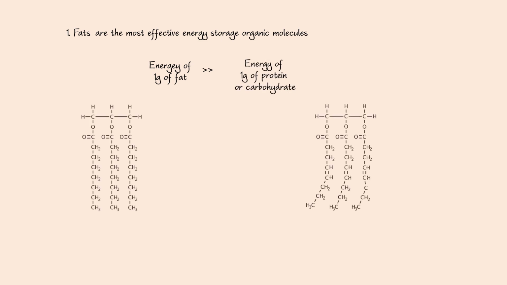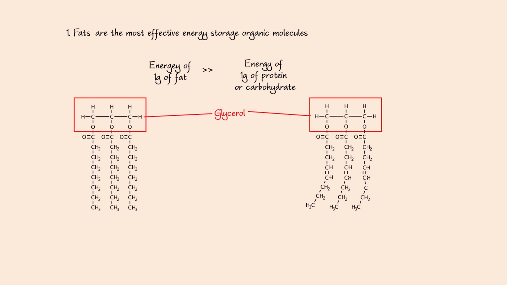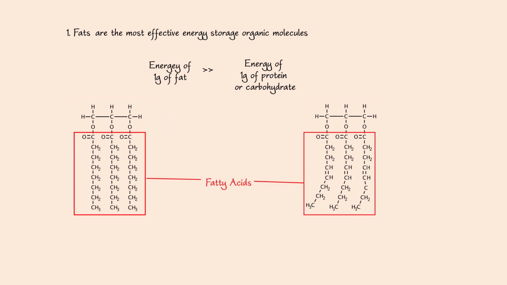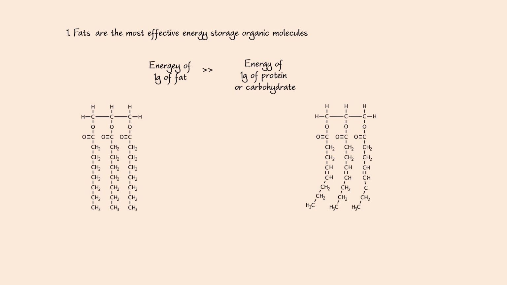Fats are the most effective energy storage organic molecules. 1 gram of fat can store a considerably larger amount of energy than 1 gram of protein or carbohydrate. A fat is composed of 1 glycerol attached to 3 fatty acids. The bond that connects the glycerol and a fatty acid is called the ester linkage.